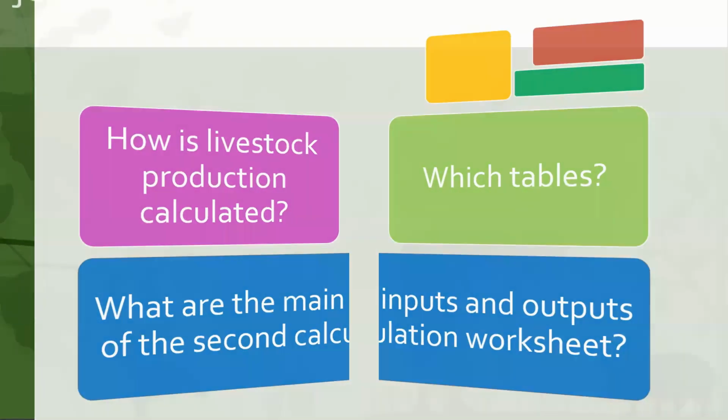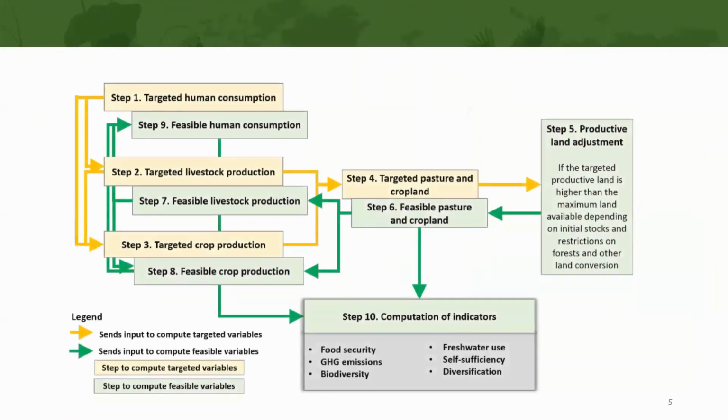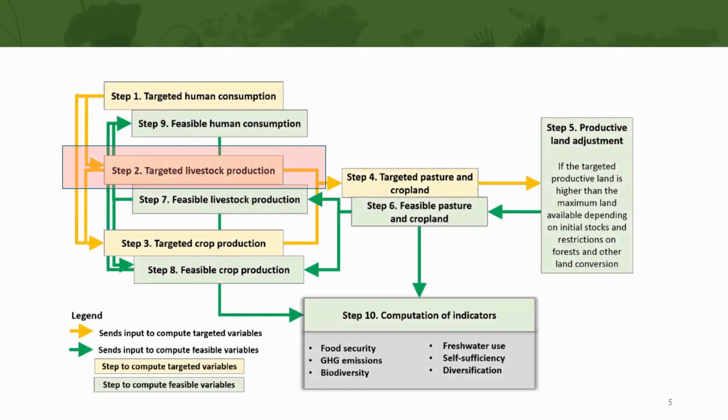The computation of the production from the livestock sector is the second step in the FABLE calculator. The livestock sector supplies animal food products and consumes other agricultural products for animal feed. This explains why we need to compute the production of the livestock sector before the production of the crop sector.